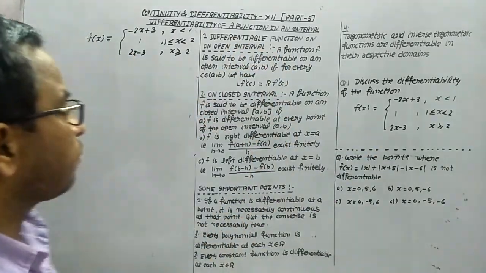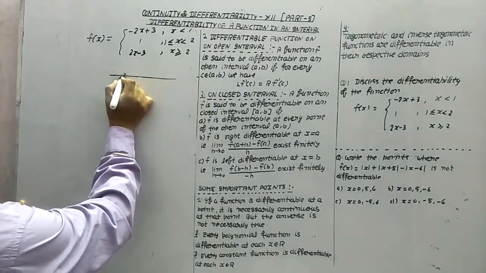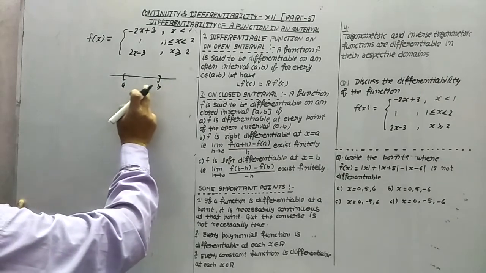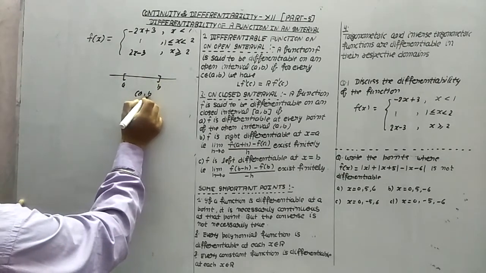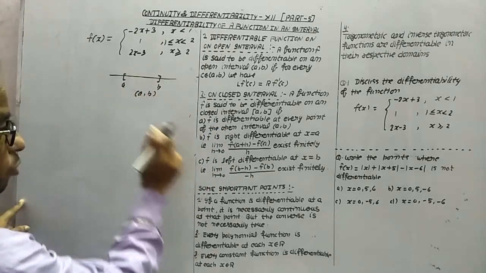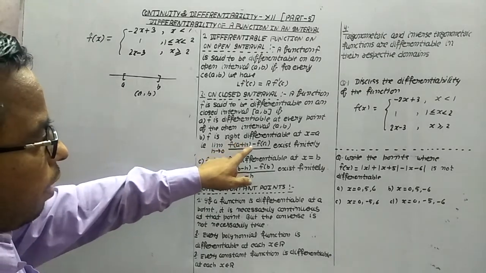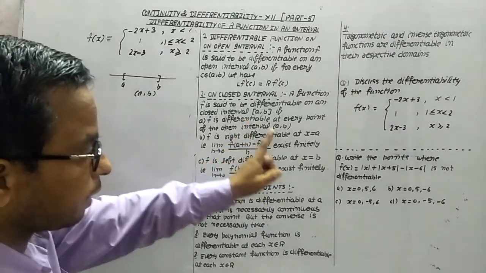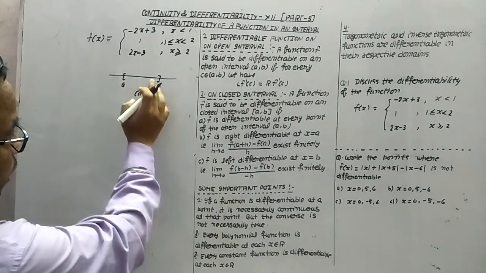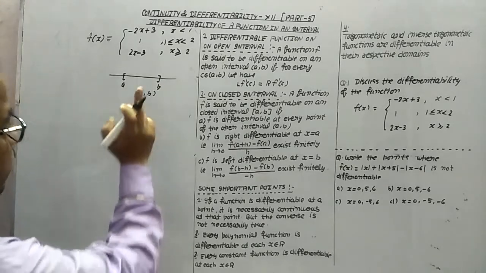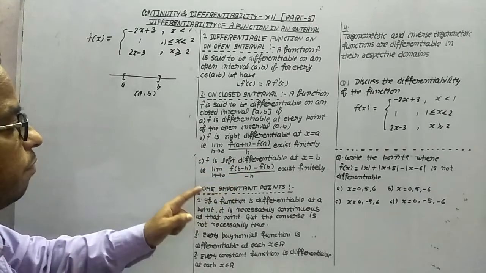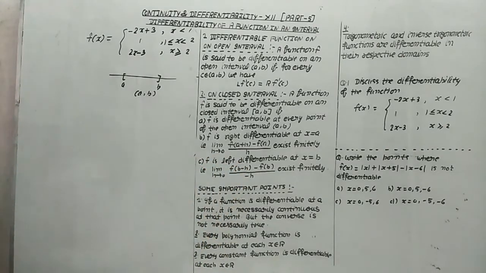Second, on closed interval [a, b], first of all we will prove that the function is differentiable in the open interval (a, b). Second, the function is differentiable at x equals a, that is, limit h tends to 0 of f(a plus h) minus f(a) upon h exists finitely. Third, the function is left differentiable at x equals b, that is, limit h tends to 0 of f(b minus h) minus f(b) upon minus h exists finitely.